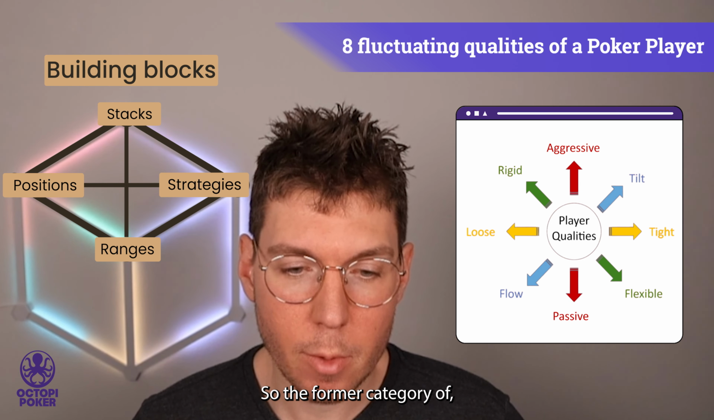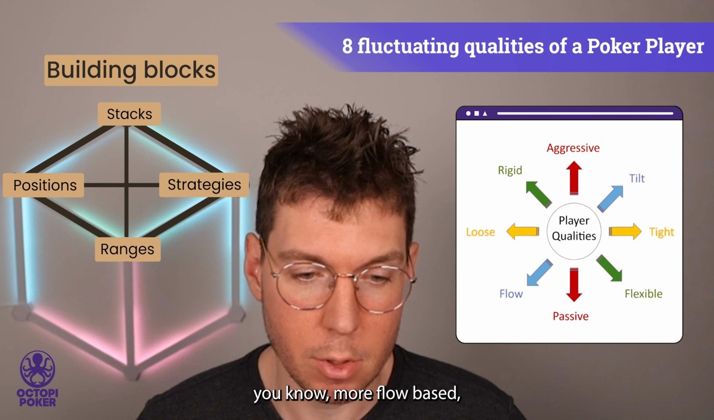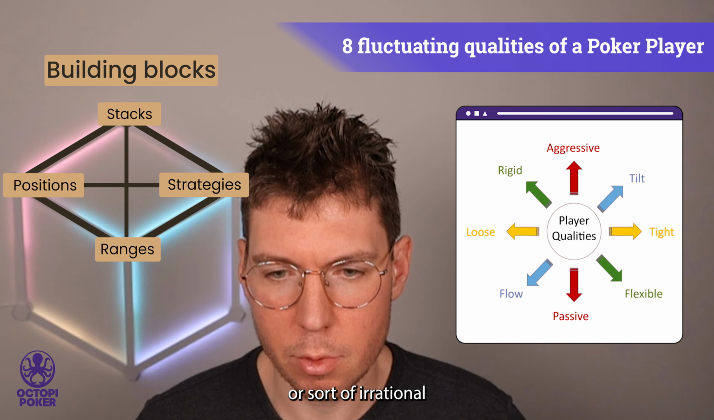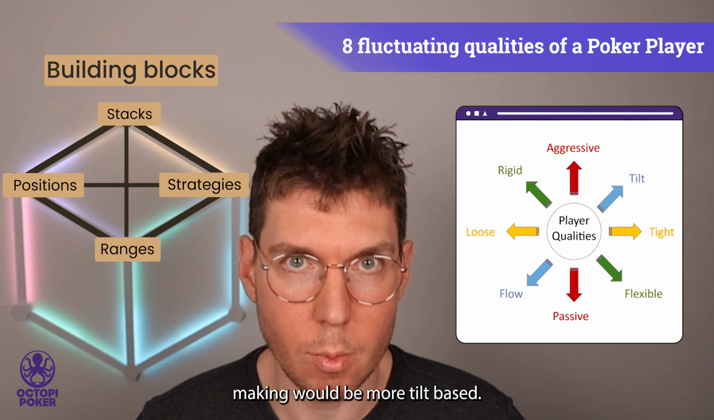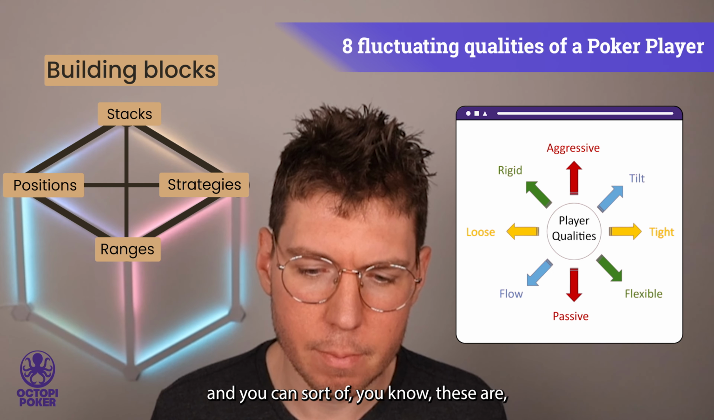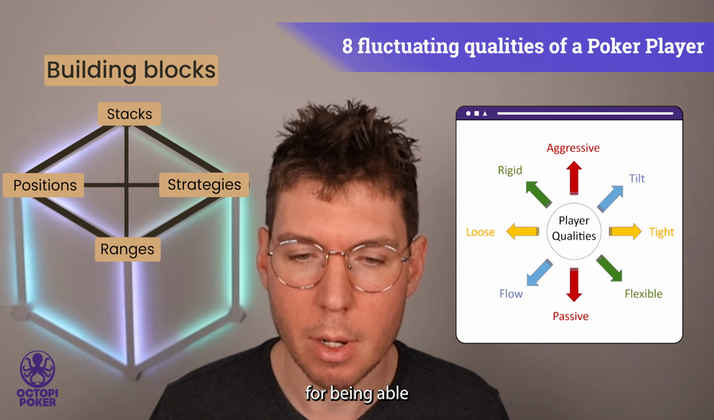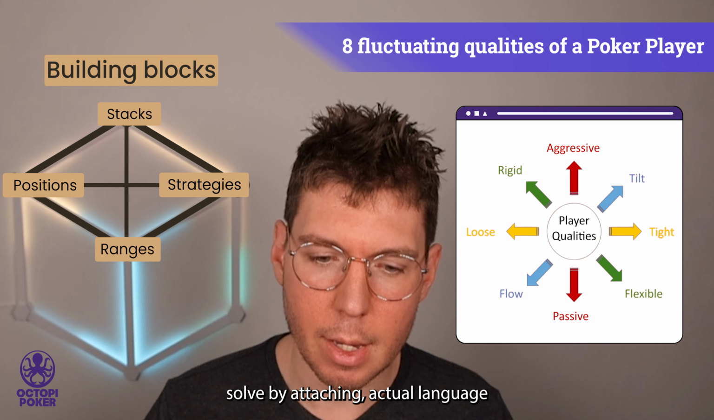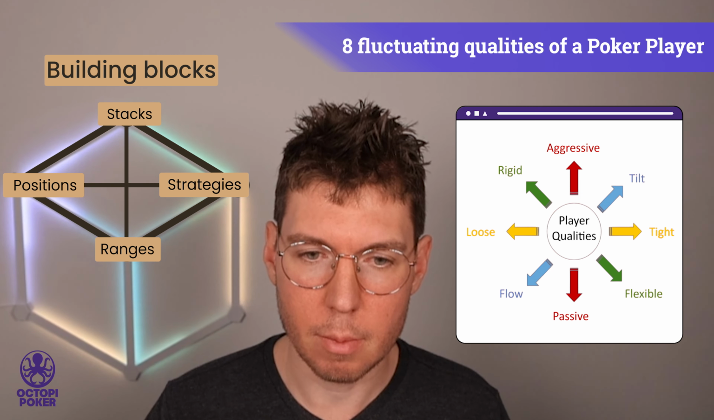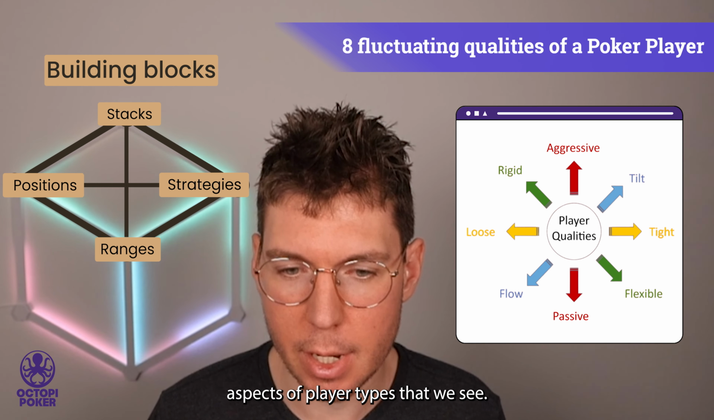So the former category, the players who are focused on the more unchanging variables, would be more flow based, and the players who are more impulsive or irrational and emotional in their decision making would be more tilt based. These are not hard and fast rules. It's just developing a framework of understanding for being able to problem solve by attaching actual language to the different qualities or aspects of player types that we see.